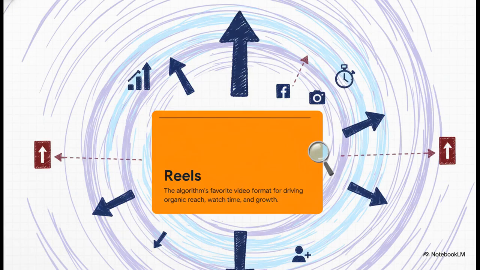And while you're categorizing all that, pay super close attention to the format. Specifically, you've got to look out for Reels. As our sources point out, Reels are just the Meta algorithm's absolute favorite video format right now. They're a massive driver for organic reach, watch time, and overall growth. If your competitors are suddenly getting huge traction with Reels, well, that is a glaringly obvious signal of exactly what you need to be producing.